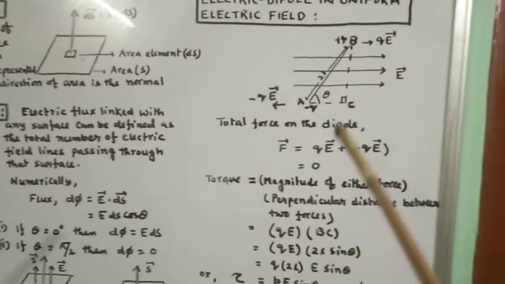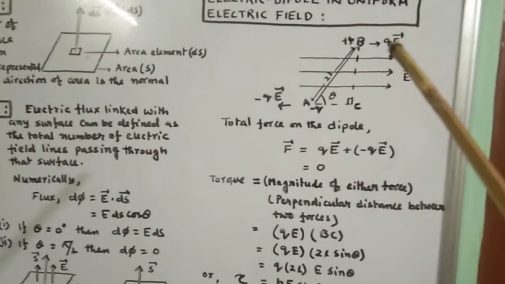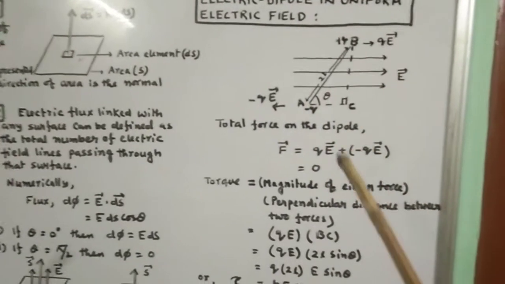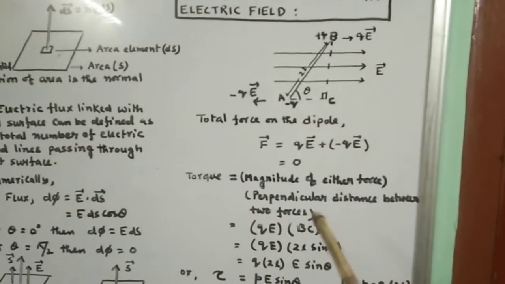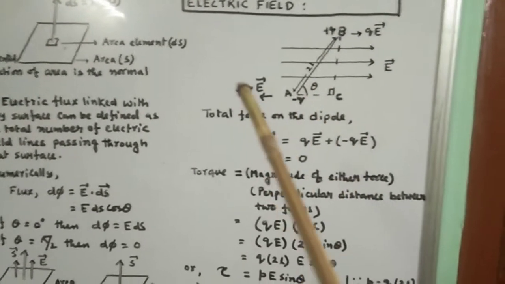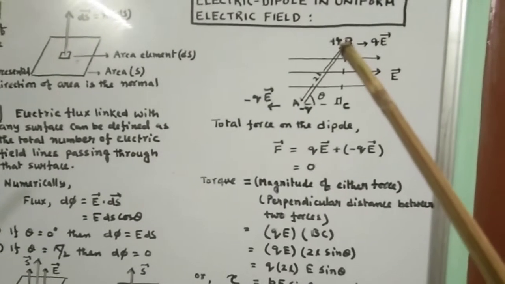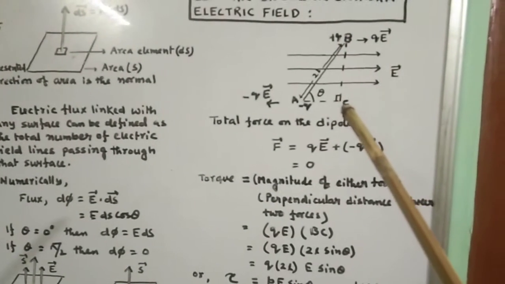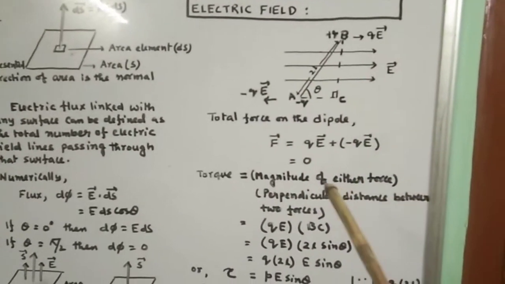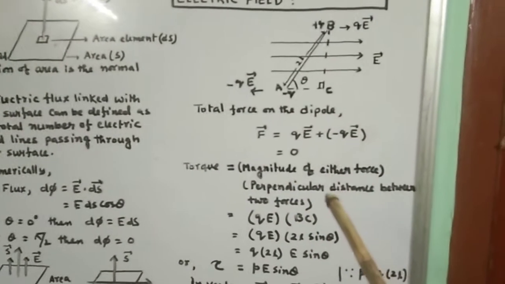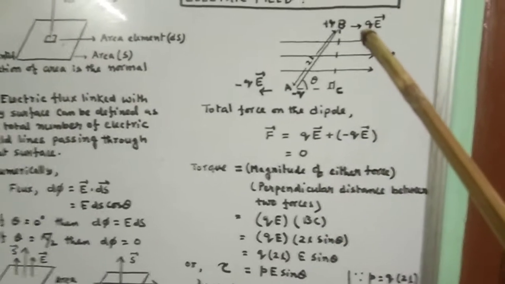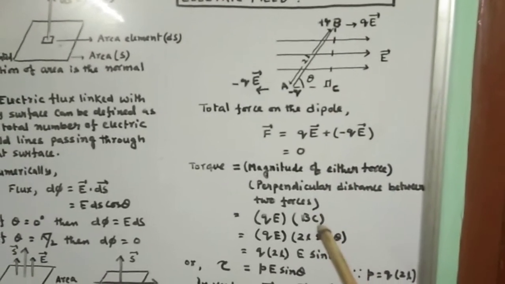Take the magnitude of either force. You have two forces here, one is qE vector, another one is minus qE vector. So you can consider the magnitude of either force and the perpendicular distance between the two forces. This force direction is towards this side and this force direction is towards this side. If you draw a perpendicular to the line of action of the force, then BC is your perpendicular to the line of action of the force. As per the definition, torque is equal to the magnitude of either force times the perpendicular distance between the two forces. So the magnitude of either force is qE and the perpendicular distance is BC.